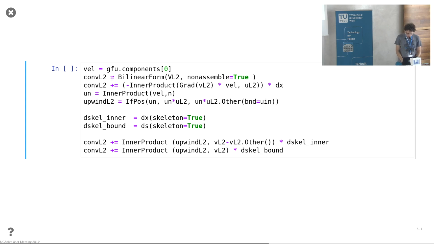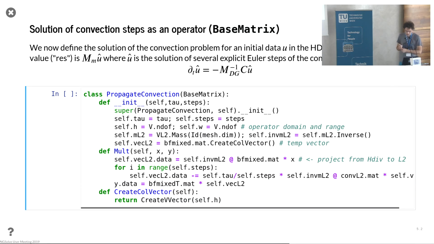So these lines here, the whole block, correspond to the vector valued version of the upwind discretization of the convection. This is something that we know already from before. And now we have a new matrix operator, or a base matrix operator, which should solve this convection problem for a certain amount of time steps. So we want to solve from Tn to Tn plus 1, for tau equal to Tn plus 1 minus Tn. We want to solve the problem, and we allow several sub-steps to go from one to the other, for example, to meet stability conditions.